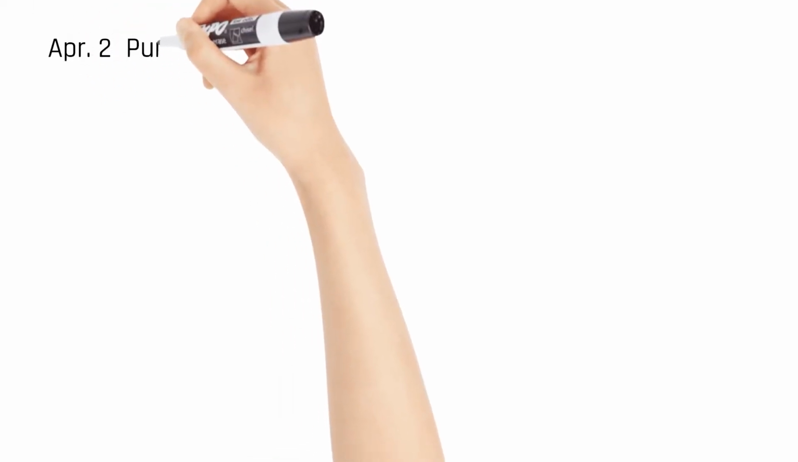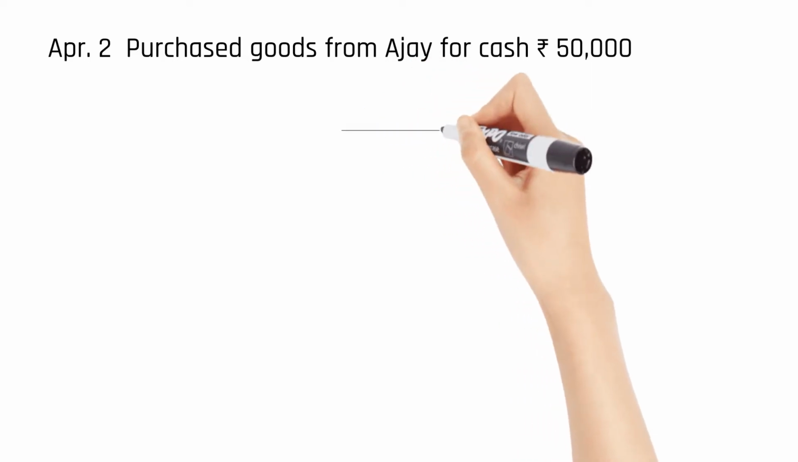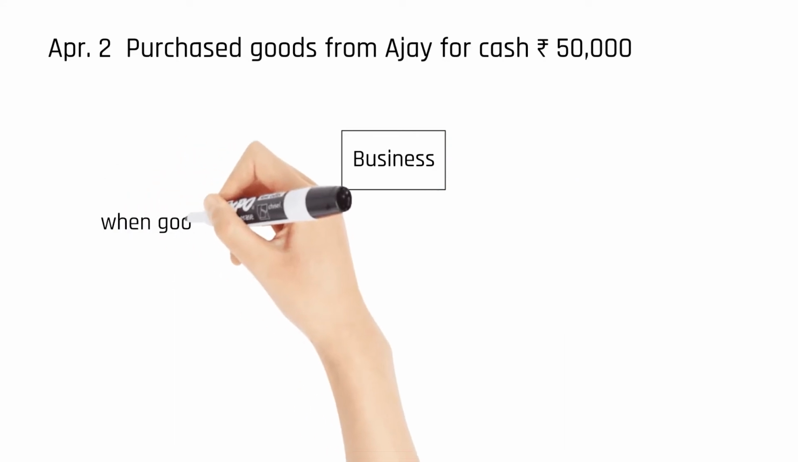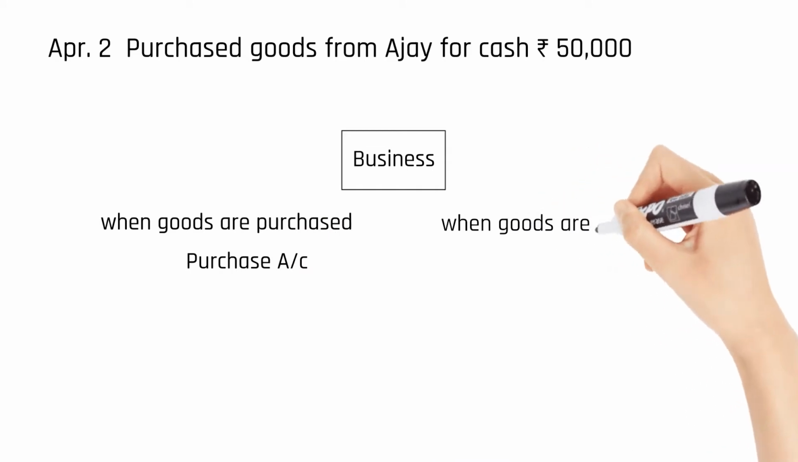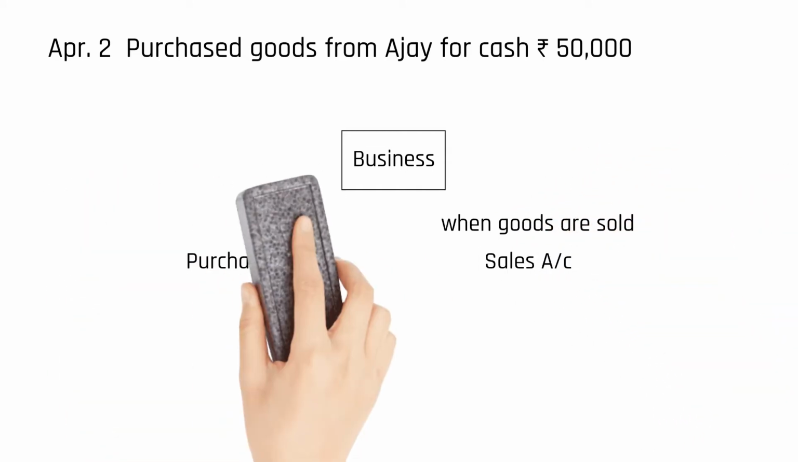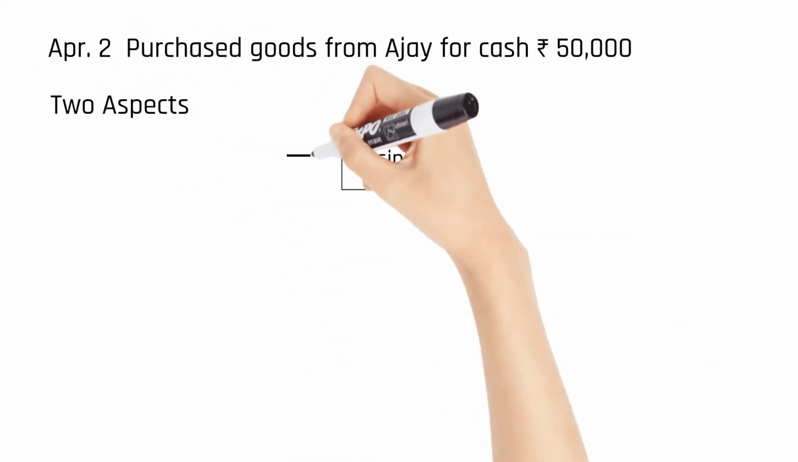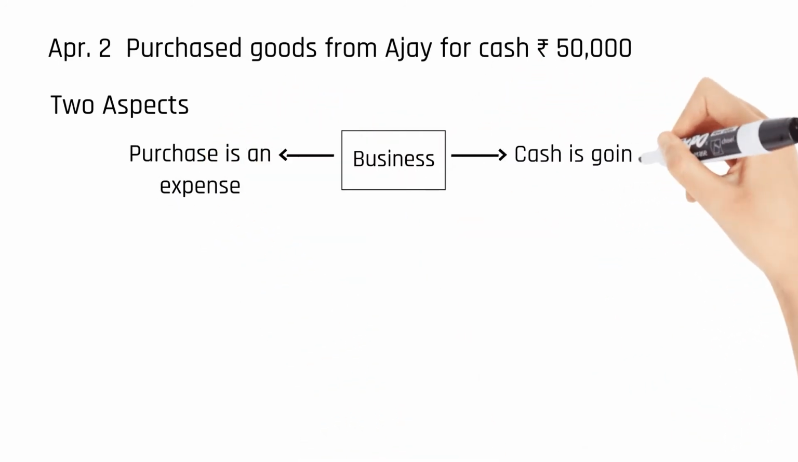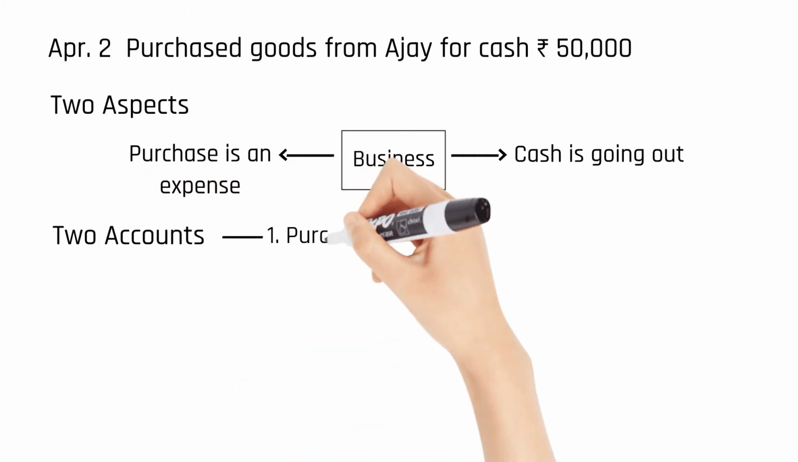Next, on April 2, purchased goods from Ajay for cash rupees 50,000. The business is purchasing goods, so it is the thing in which it deals. Whenever goods are purchased, the account affected is purchase account, and whenever they are sold, sales account is affected. So for the business, one thing is purchase of goods and the other is cash is spent. So we say purchase is an expense for the business and cash is going out. The 2 accounts affected are purchase account and cash account.